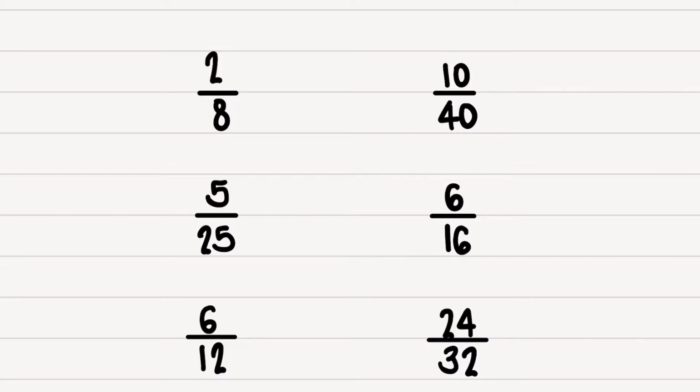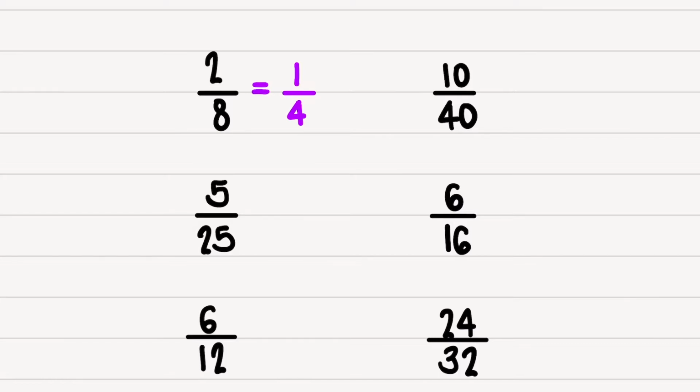So in order to simplify these fractions, we're going to look at the numerator, we're going to look at the denominator, and we're going to say what number can go into both the numerator and the denominator in order to simplify this fraction fully. So if I look at the first fraction of 2 over 8, I can say to myself, what number goes into 2 and into 8? We know that the number 2 goes into both of those numbers. So how many times does 2 go into 2? Once. How many times does 2 go into 8? 4 times. So my simplified fraction would be 1 over 4.